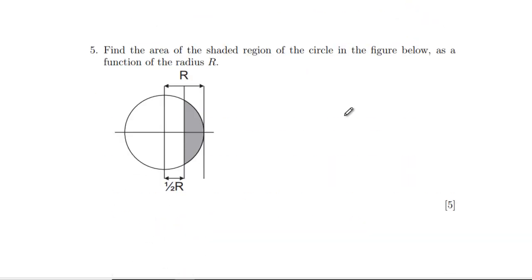Question 5, find the area of the shaded region of the circle in the figure below as a function of radius r. Right, so it's halfway up on that. So we're going to need some triangles. We're going to need to do a sector minus a triangle on this. Well, we can just double it up really, can't we?